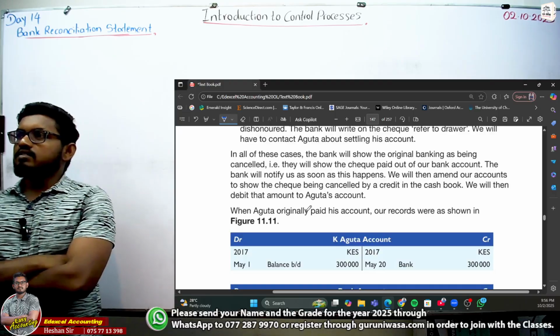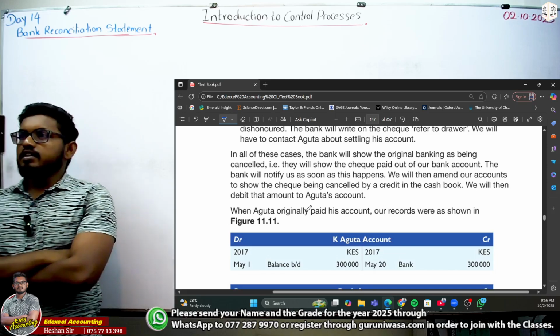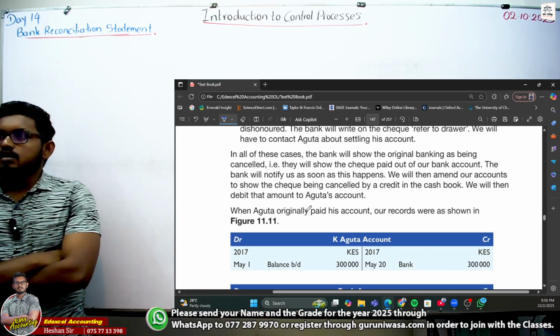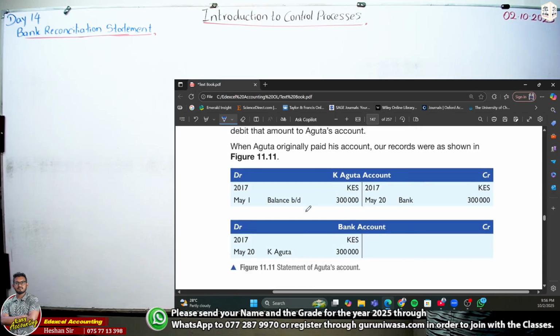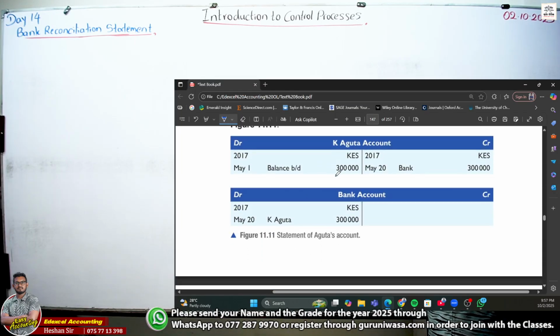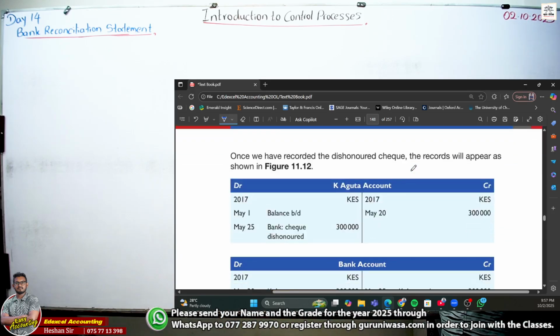We will then amend our account to show the check being cancelled by a credit in the cash book. We will then debit the amount to Auta's account. When Auta originally paid his account, we recorded as follows. Initially you can see there is a balance in Auta's account. This is a receivable account. Understand? There's a debit balance. Now, when that person gives a check, we credit the receivable balance, which means our asset decreases, and we debit our bank account because we are giving it to the bank.